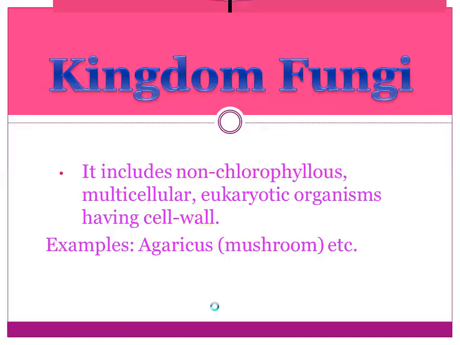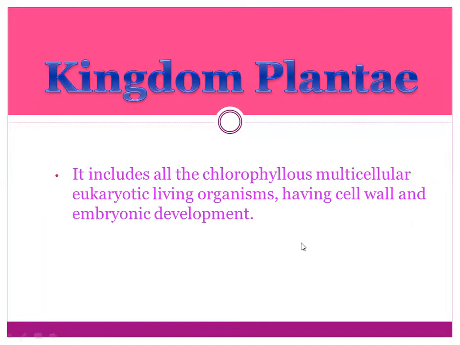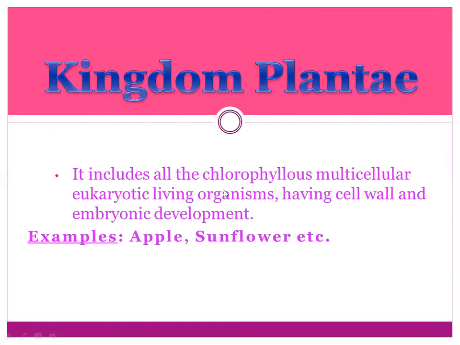The fourth one is kingdom plantae, and again that is very easy to understand and very clear. In kingdom plantae, they placed all the living organisms that have chlorophyll, meaning they can make their own food. They are multicellular, they are eukaryotes with a complete nucleus, and they have a cell wall. The examples of kingdom plantae are apple and sunflower.